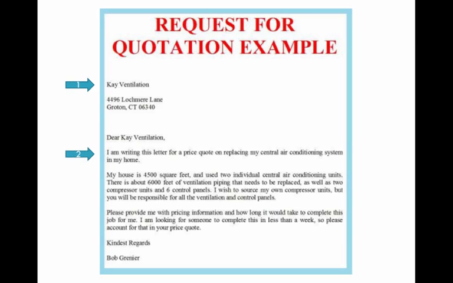Then you have the contents of the RFQ, which basically specifies what kind of product is needed. So for example, in this particular case, he says, my house is 4,500 square feet and I have used 2 individual central air conditioning units. There is about 6,000 feet of ventilation piping that needs to be replaced, as well as 2 compressor units and 6 control panels. Now here he is giving out information in terms of what exactly needs to be done.